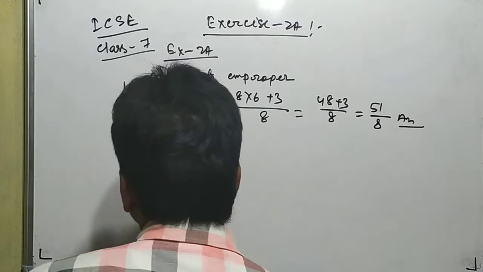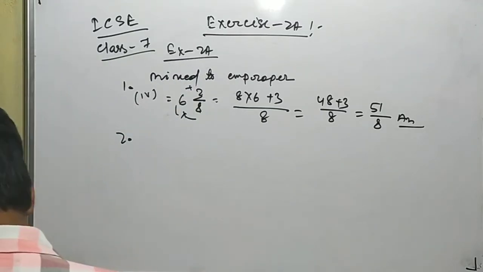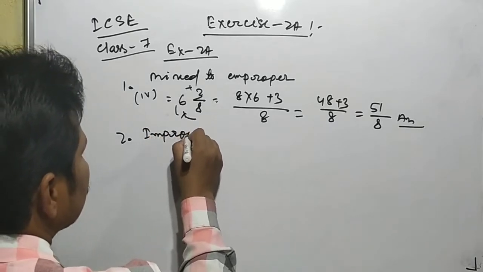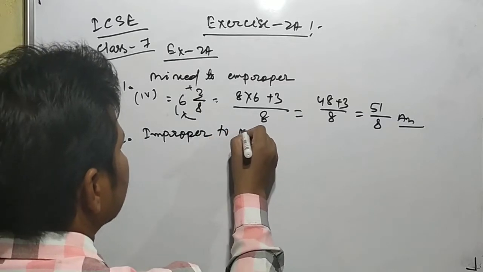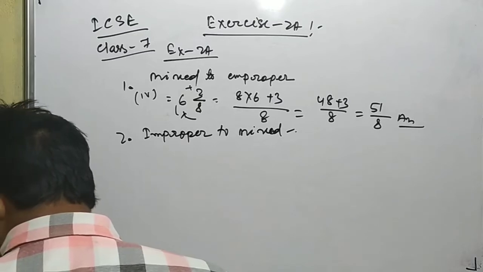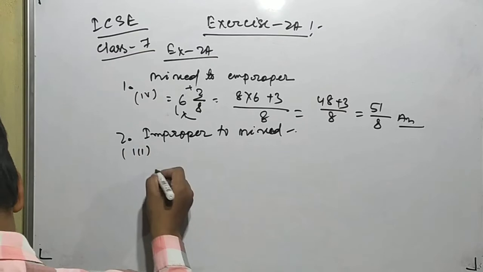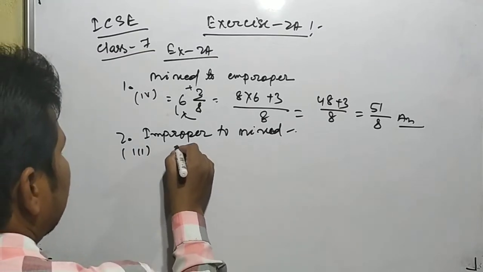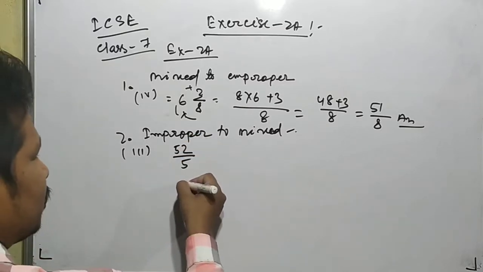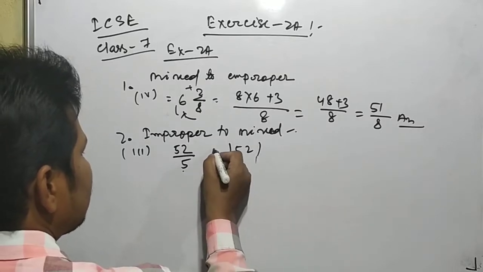Answer. Okay. Question number 2. Convert the following improper fraction to mixed fractions. Improper to mixed. Again we will take, suppose, bit 3. What is the question? 52 by 5. So here what we have to do? We have to divide. So 52 is in the place of dividend, 5 is in the place of divisor.